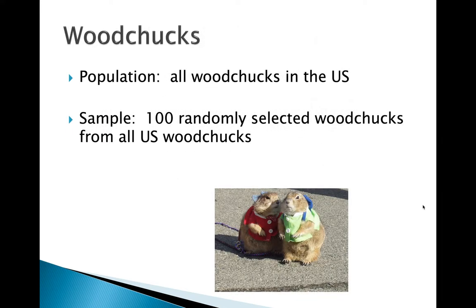Okay, so back to our woodchuck example. Our population is going to be all woodchucks in the US, and then our sample, in an ideal world where we could identify and label all the woodchucks and randomly select 100 of them, will be 100 randomly selected woodchucks from all US woodchucks.